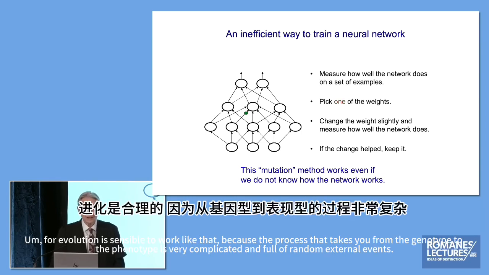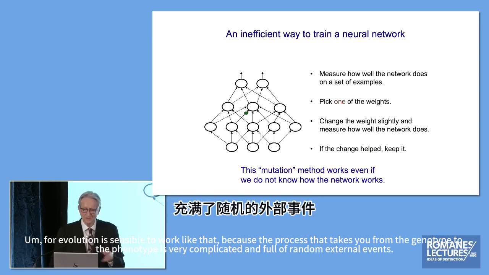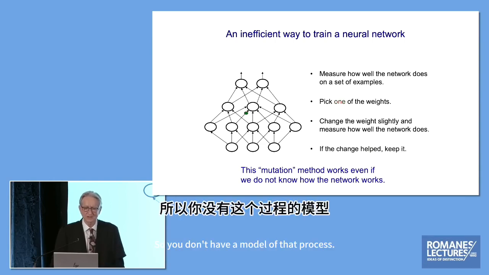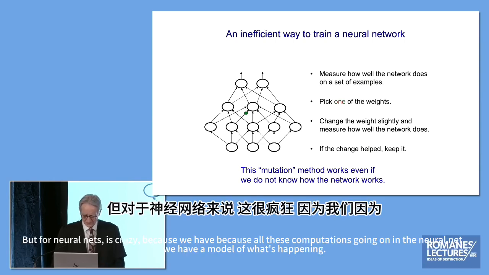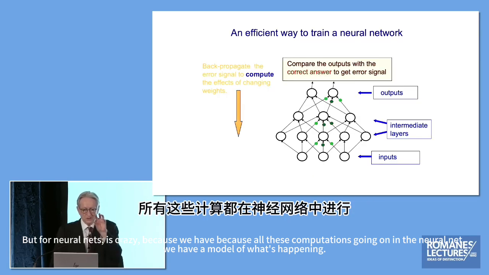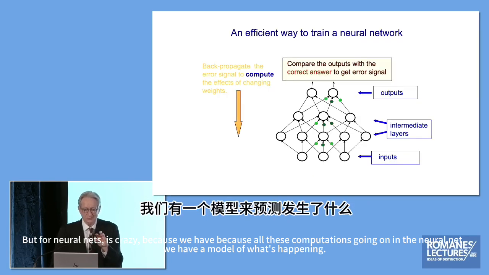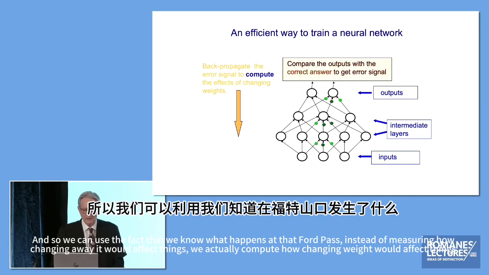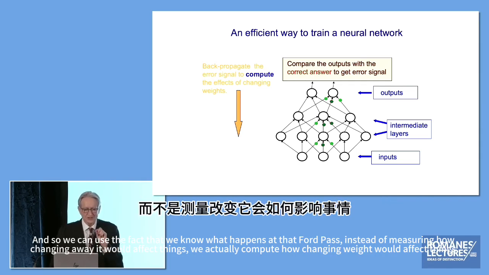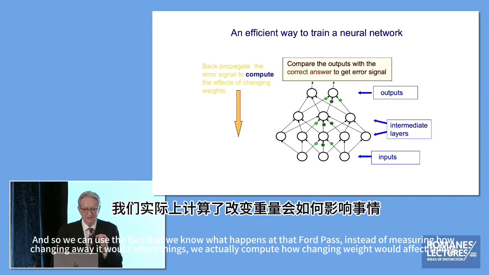For evolution, it's sensible to work like that because the process that takes you from the genotype to the phenotype is very complicated and full of random external events. So you don't have a model of that process. But for neural nets, it's crazy. Because all this computation is going on in the neural net, we have a model of what's happening. And so we can use the fact that we know what happens in that forward pass. Instead of measuring how changing a weight would affect things, we actually compute how changing a weight would affect things.